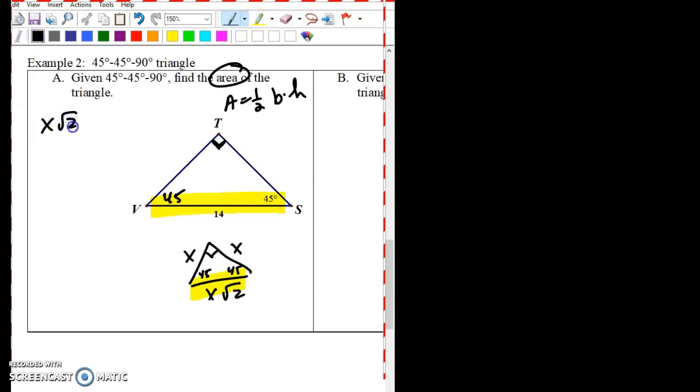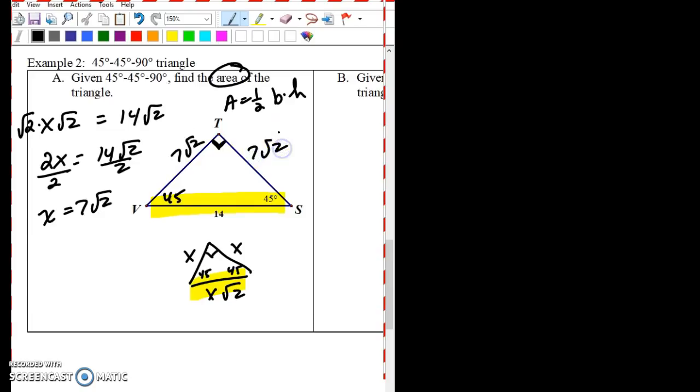So x square root of 2 is 14. I could divide both sides by the square root of 2, but again, like I told you, it gets kind of tricky having a radical in the denominator. So I'm actually going to multiply both sides by the square root of 2. Square root of 2 times square root of 2 is square root of 4, and the square root of 4 is 2, so that gives me 2x equals 14 square root of 2. So then I'm just going to divide both sides by 2, so x is 7 square root of 2.